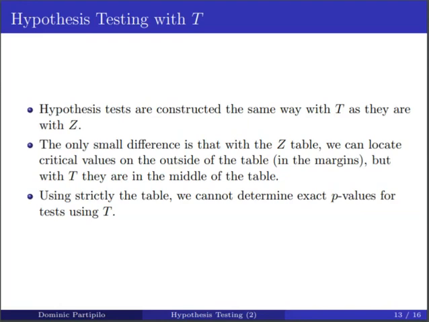What that actually means is that those values that we're using on the z table to find p-values are on the inside of the table, but with the t table, we aren't going to be able to find exact p-values because we don't have this large table of exact values. So we'll look at an example of this in a little while.